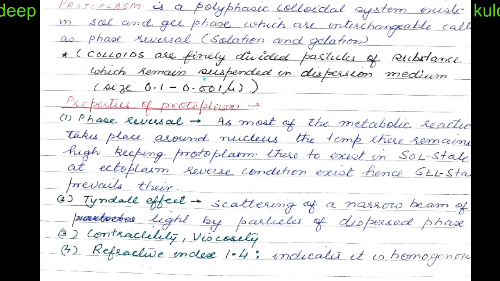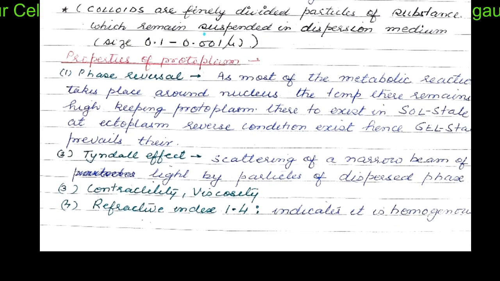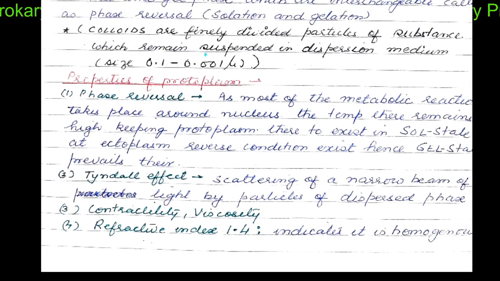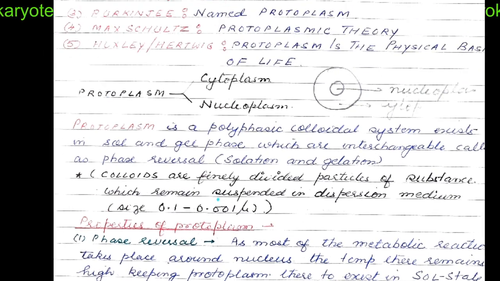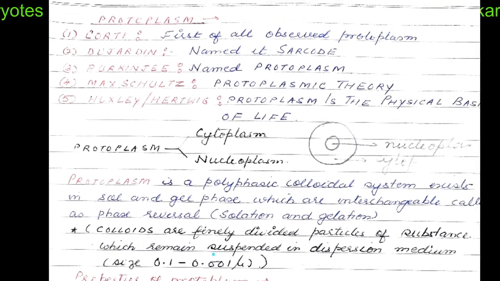That means the ectoplasm largely remains in the gel state, whereas the protoplasm in the vicinity of the nuclear membrane tends to remain in the sol state owing to the raised temperature caused by the reactions occurring around the nuclear membrane. It shows the Tyndall effect, that means the scattering of narrow beams of light by particles of the dispersed phase. Other properties displayed by the protoplasm are contractility and viscosity, and the refractive index of the cytoplasm is 1.4, which indicates that the cytoplasm is more or less homogeneous.